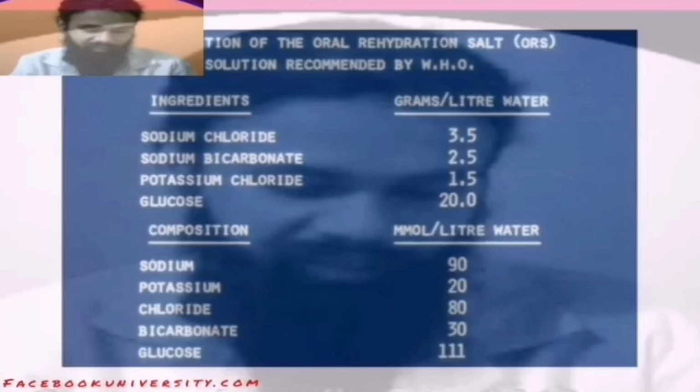Or in millimole per liter of water: sodium 90 millimole per liter, potassium 20 millimole, chloride 80 millimole, bicarbonate 30 millimole, and glucose 111 millimole per liter of water. So these are the ingredients. Sodium chloride, NaCl, so salt.